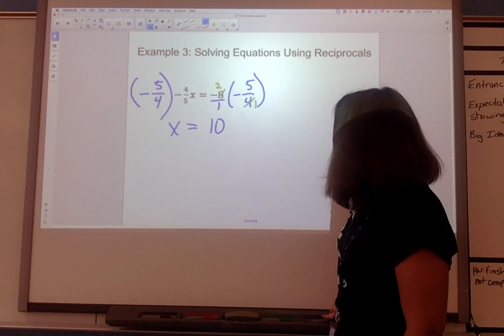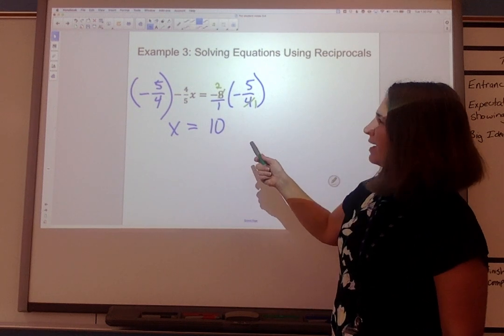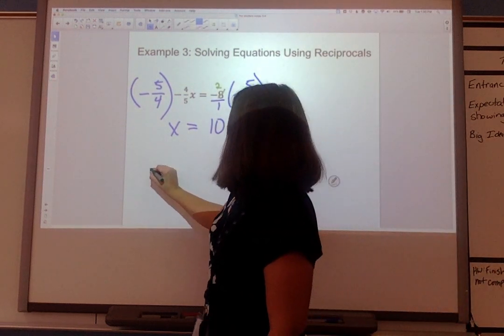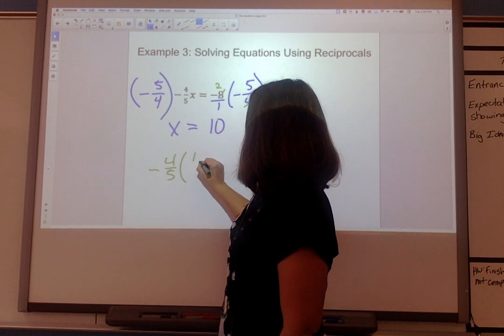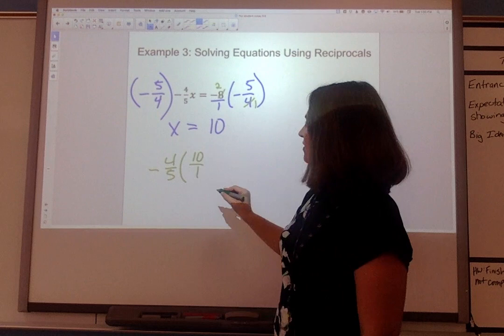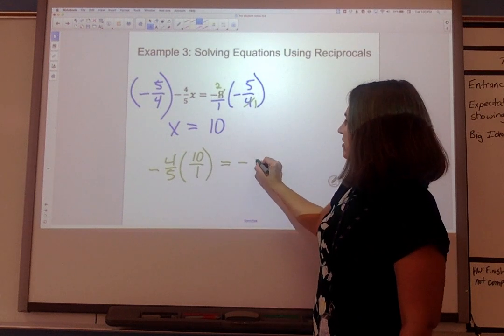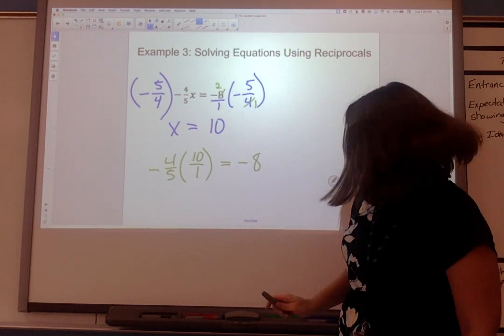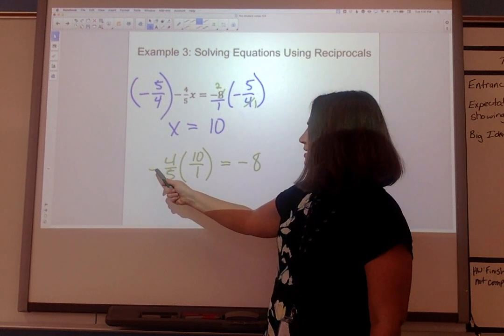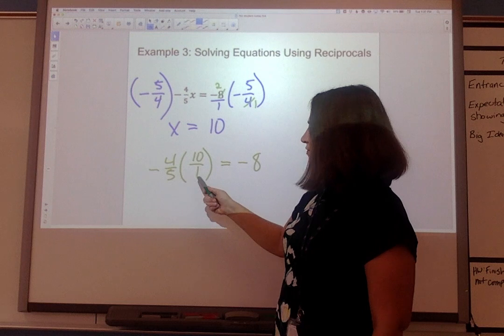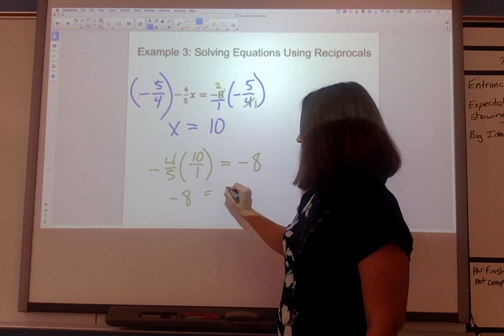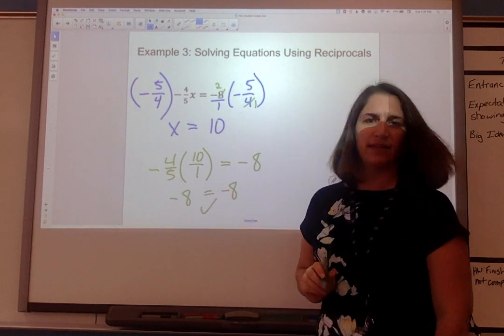Let's go ahead and check this by putting it back into the original equation. Negative 4/5 times 10/1, or 10, equals negative 8. We'll go ahead and check this. We have negative times positive, so that's negative 40/5. That's negative 8 equals negative 8. So we did this correctly.